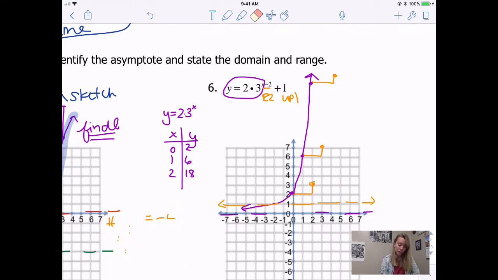I could then connect our points going toward the asymptote on one side and going away on the other side. My final graph is this one. Okay.